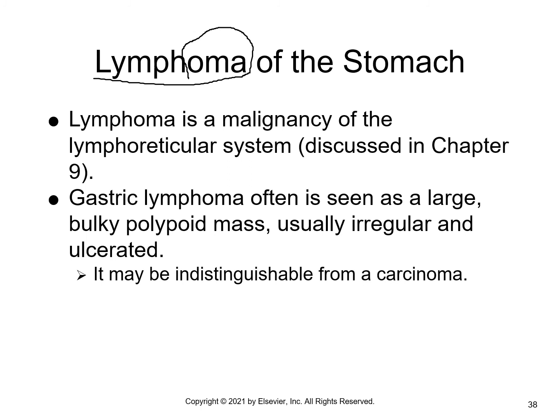Now, when you get lymph cells from that lymph system that are malignant, because that lymph system travels all over the body, these lymph cells can end up anywhere. Gastric lymphoma is usually seen as a large, bulky, polypoid mass, usually irregular or ulcerated, and it can be indistinguishable from general gastric carcinoma. So it would take a biopsy to determine whether lymphoma of the stomach was just a carcinoma or if it was lymphoma.